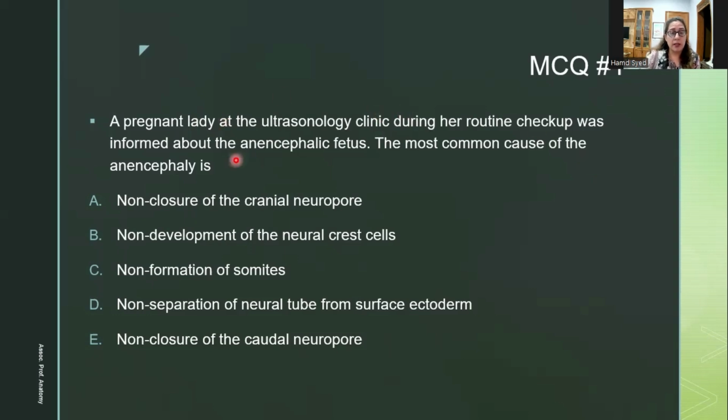Now, in this MCQ, anencephaly is the condition in which there is the absence of the brain tissue, and the most common cause of that is non-closure of the cranial neuropore. So if you recall the early stages of neural tube formation, there is going to be a closure of the neural tube, and this closure occurs in a craniocaudal sequence, and the cranial neuropore is going to close before the caudal neuropore. If the cranial neuropore fails to close, then it is going to lead to the congenital malformation known as anencephaly, in which the brain tissue is going to be absent. So this is the answer to this MCQ.